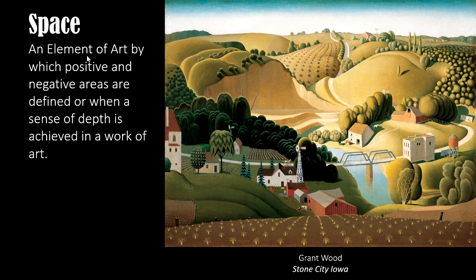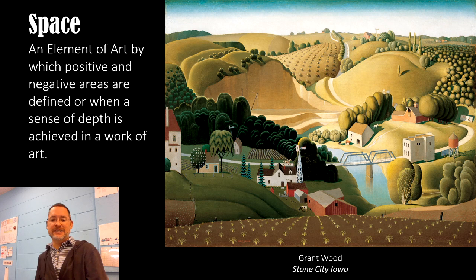One of the things we didn't talk about is positive and negative areas. Let's see if we can find something here. Look at these trees in this picture right here. This group of trees are very dark. The trees themselves would be the positive area, and the things outside of the trees would be negative. Again, if you look at the top of the hill here, the hill is the positive space. The sky behind the hill is the negative space.